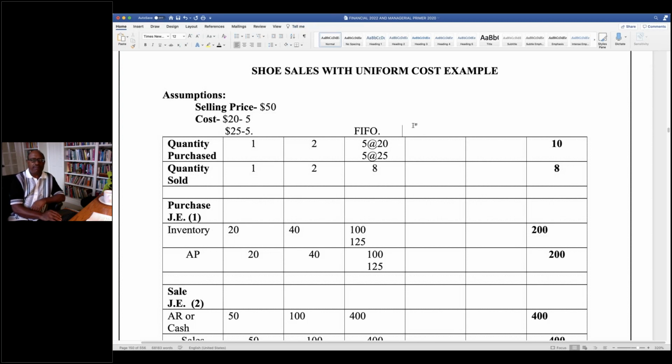But for a B student, I would expect a B student to be able to do LIFO. So all of this is staying the same. We're going to buy 5 at 20, 5 at 25, and we're going to sell 8. But now we're selling the last ones.